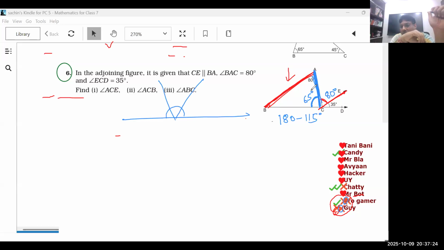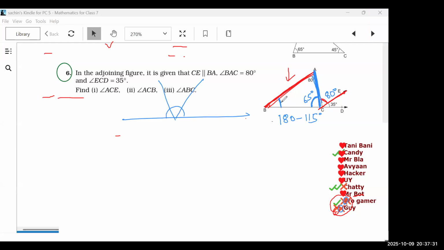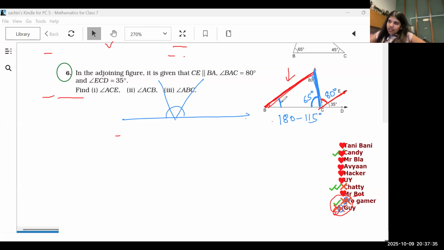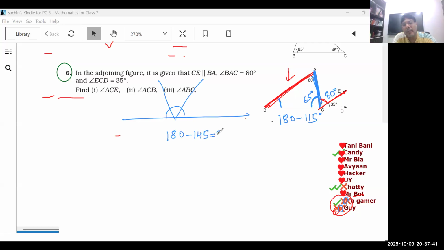Then how will we find this angle? We'll add 80 and 65 and subtract from 180. Add 80 and 65, I will get 145. 180 minus 145, I will get 35.